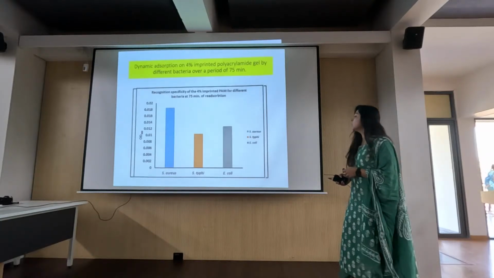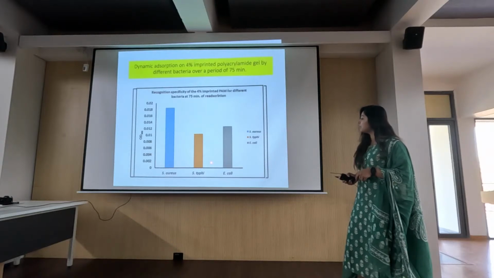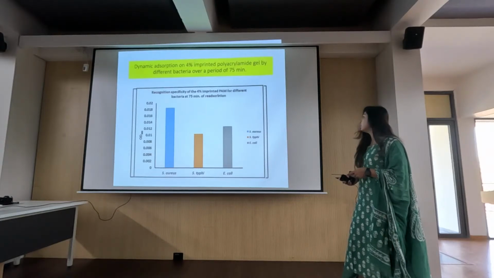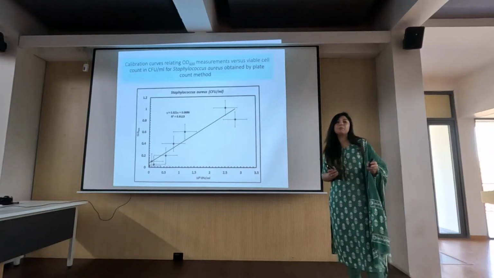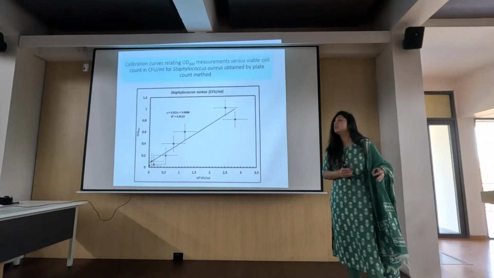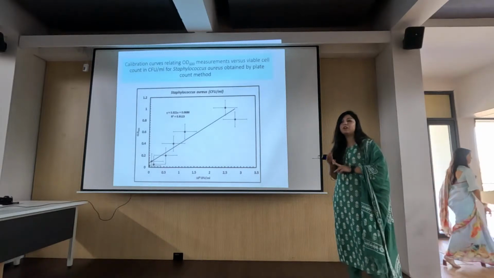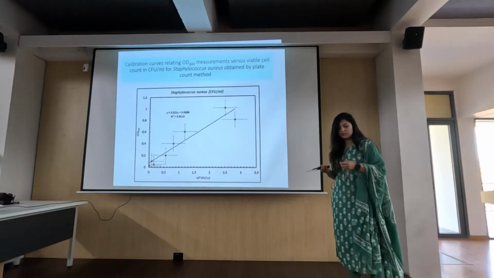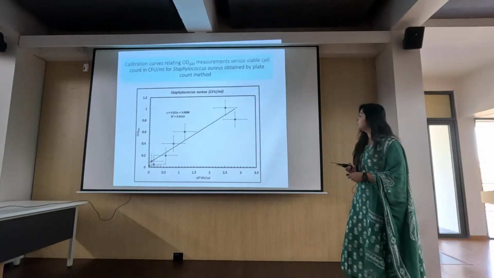Right. So here we can see that OD change was higher in S. aureus compared to S. typhi and E. coli. Right. So then we wanted to check how much bacteria are actually removed, or say adsorbed. So for all the S. aureus, S. typhi and E. coli, we plotted a graph using the colony count method to check how much bacteria is there against the OD.